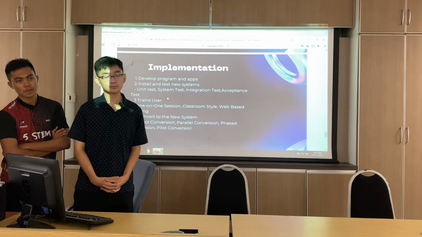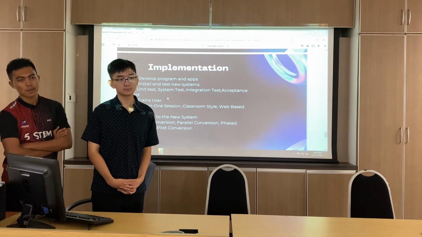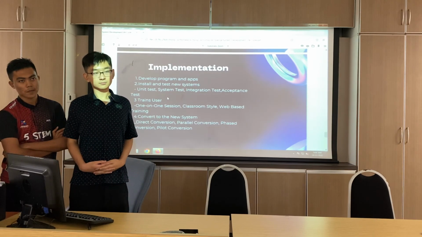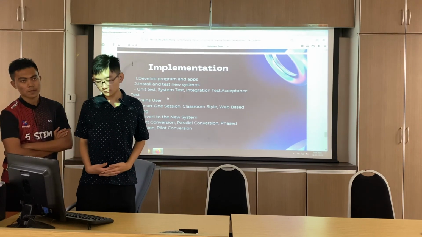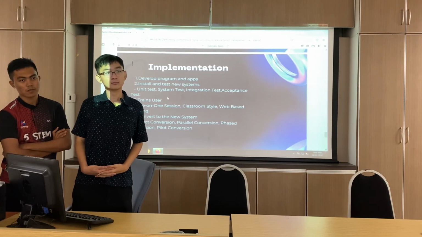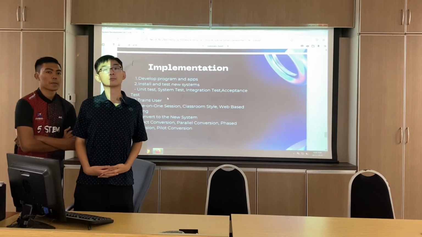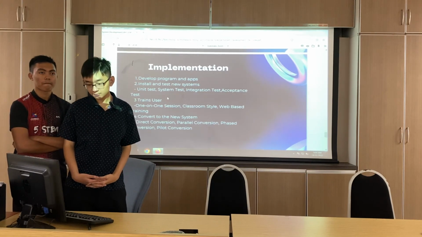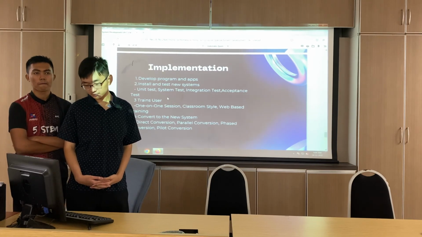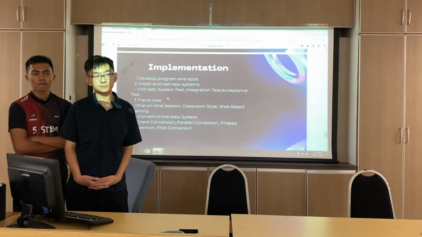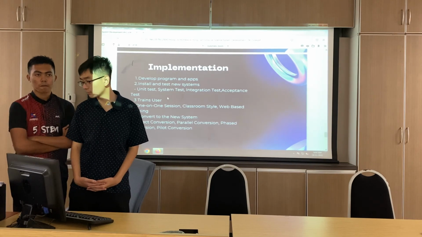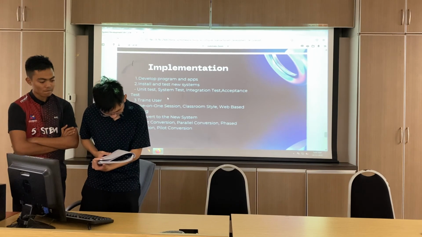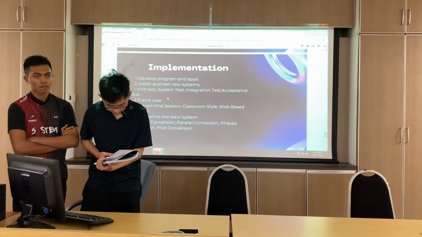But the disadvantage of using this conversion, as you mentioned, is that it is costly, because we operate two systems at the same time. That means we are using two resources: two hardware, two software, two kinds of work. One user needs to use two systems at the same time. So that is costly. Hopefully you can understand.